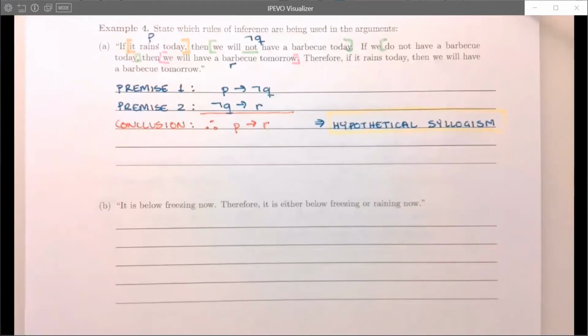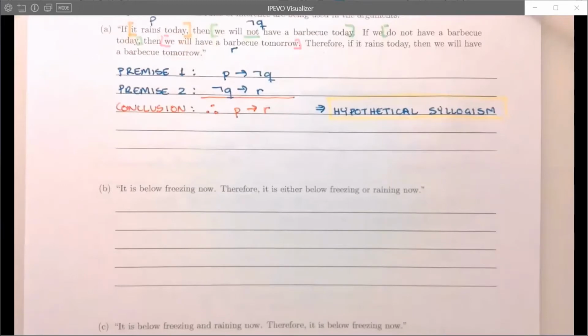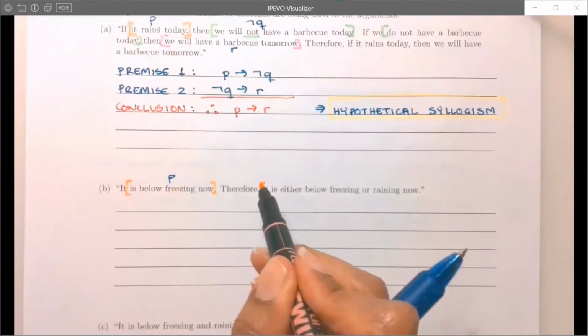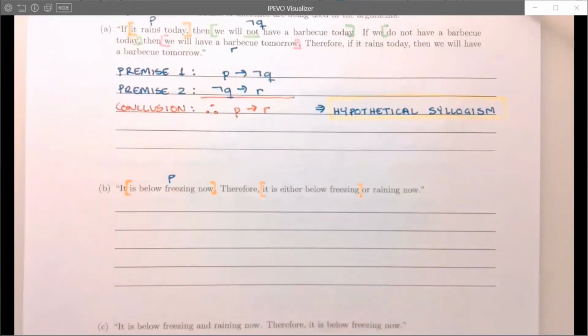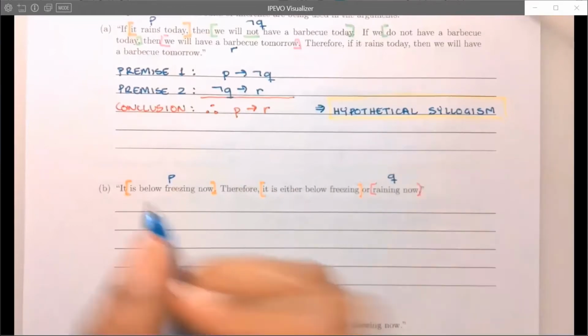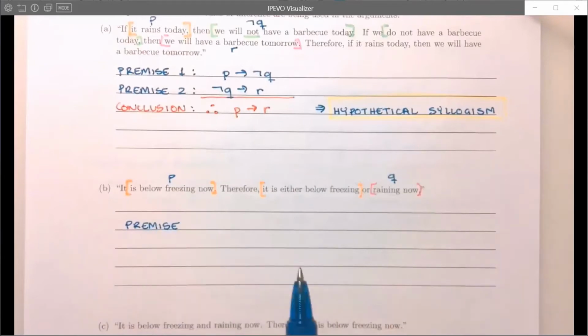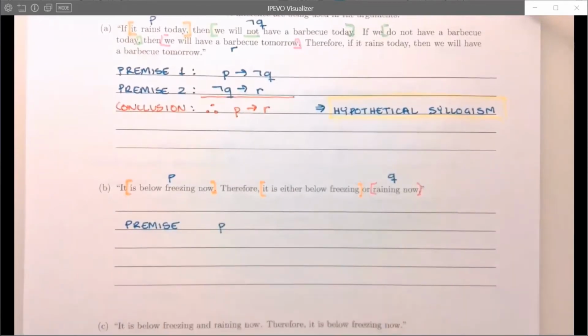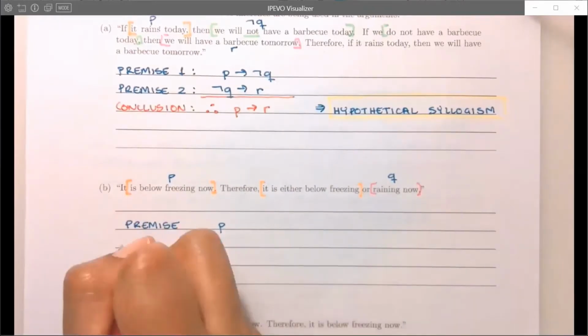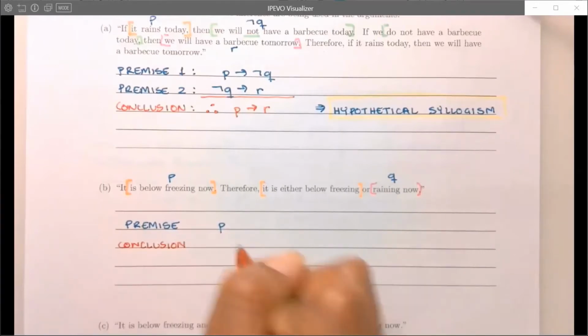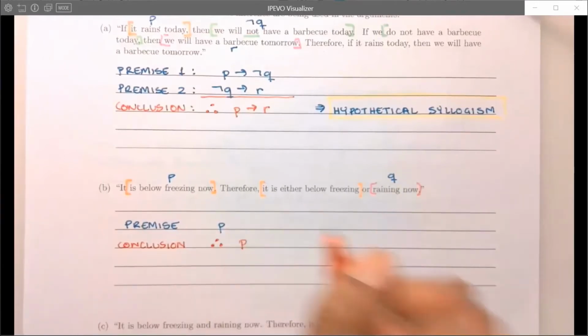Right, next example. It is below freezing now, therefore it is below freezing or raining now. Let's define some variables. It is below freezing now will be P. Therefore, it is either below freezing or raining, so this is still P. And then it is raining now. We'll define a different variable for it. We'll have Q. So we really only have one premise, and that is the premise P, it is below freezing now. Because right after that, we come across the keyword therefore, which signifies conclusion. Therefore, P or Q.